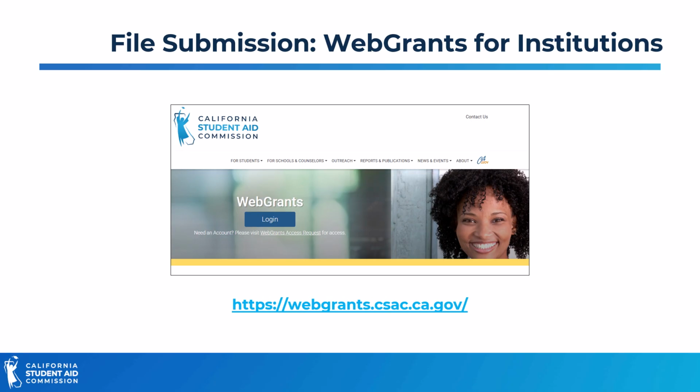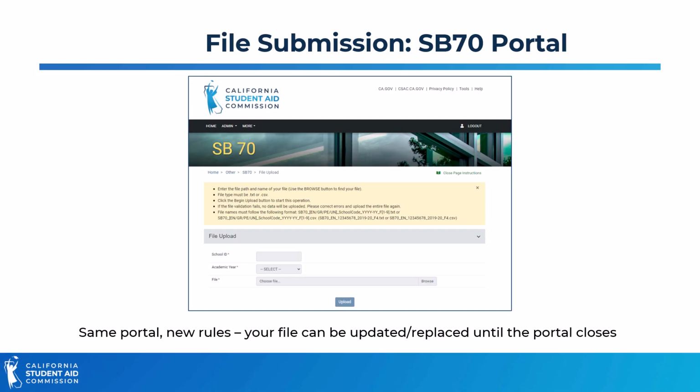The portal for uploading the enrollment, persistence, and graduation data has stayed the same. The user who is reporting should first log into WebGrants. Once you've successfully logged into WebGrants, you should be able to select the SB 70 menu option under Other. You can re-upload your file if any changes are needed prior to the portal closing. Once closed, the files will be sent to the CSAC data team for processing.